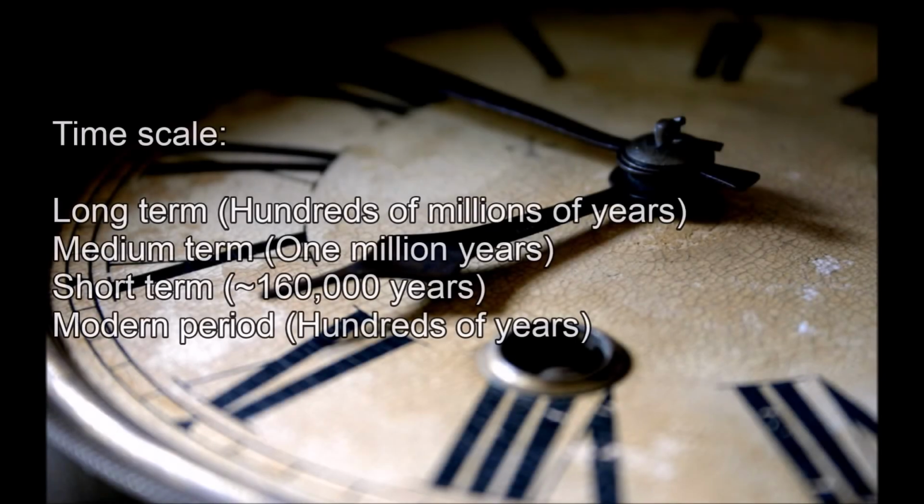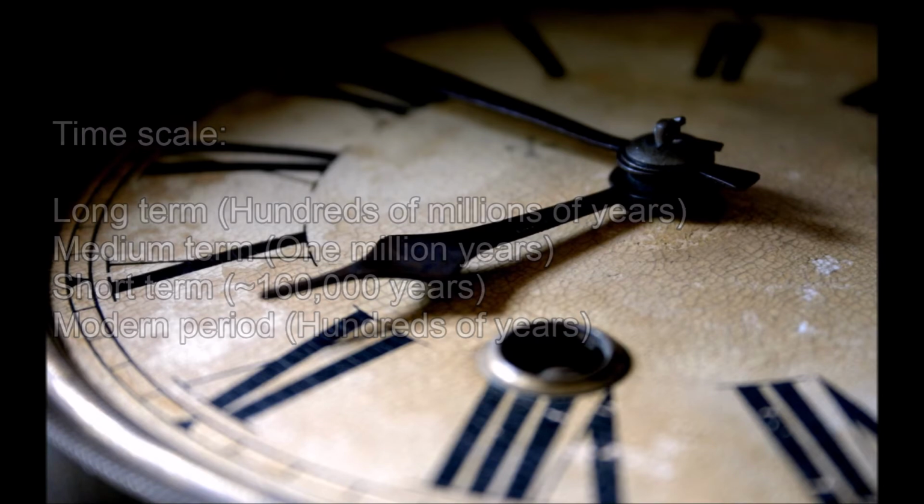When discussing the topic of climate change, it is very important to consider the timescale. Long term, hundreds of millions of years. Medium term, 1 million years. Short term, around 160,000 years. And the modern period, hundreds of years. Timescale is important because it affects how climate changes are interpreted.